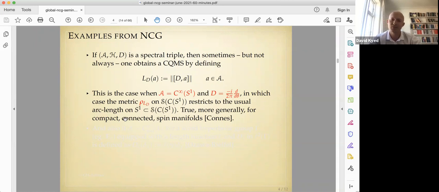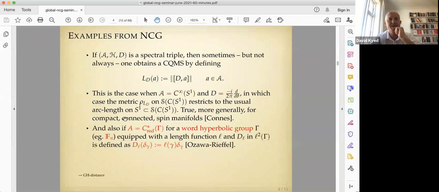And this goes back to a result by Kohn in the late 80s, I think. But this is still very much commutative, so I should give you some honest non-commutative examples. And here's one, namely the reduced group C-star algebra of a hyperbolic group.